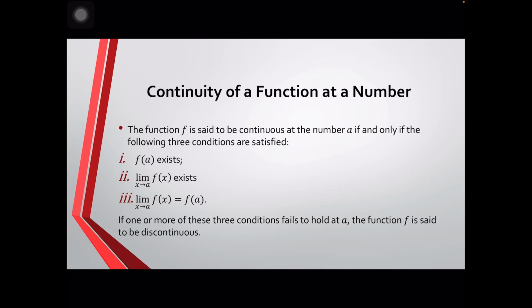We have this definition of continuity of a function at a number. It says that a function f would be continuous at a certain number, say a, if and only if these three conditions right here are being satisfied. That is, if f of a exists, the limit of f of x exists as x approaches a, and later on, whatever our answer is at the first condition, it should be equal to the second condition, so we can conclude that the given function is certainly continuous at the number a.